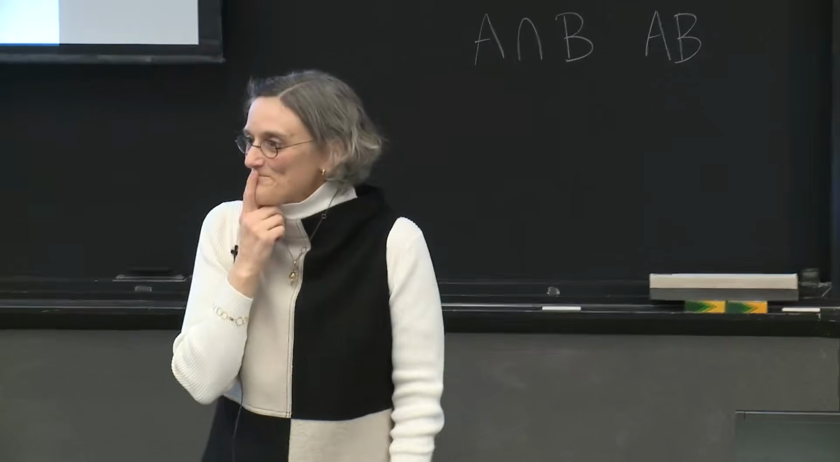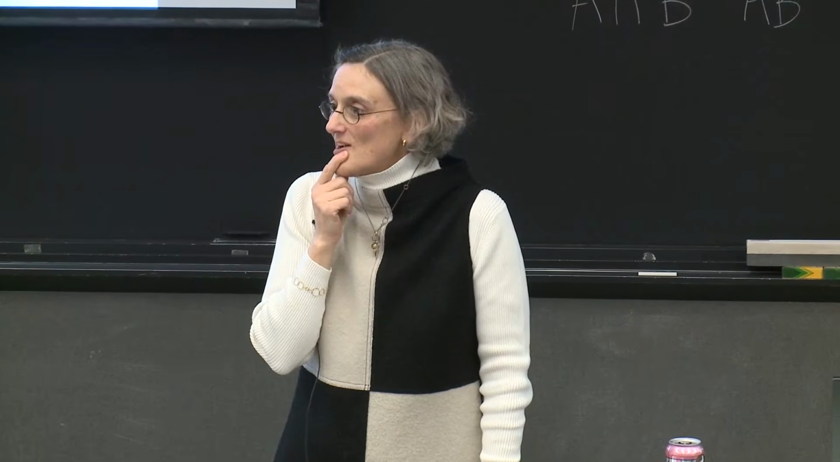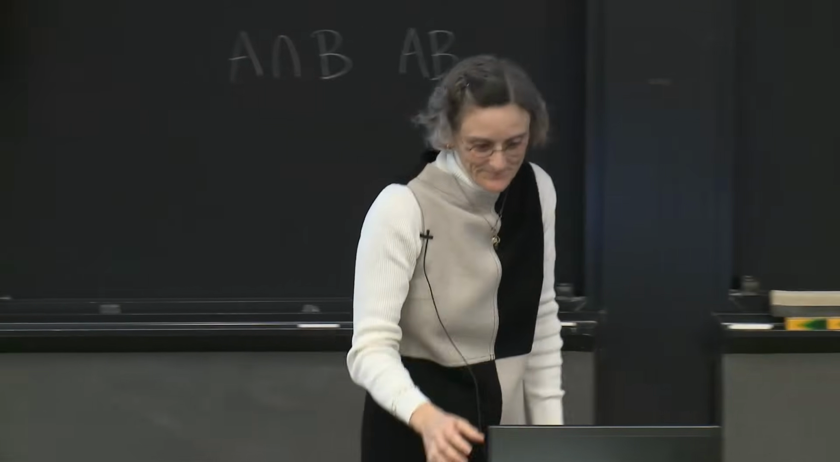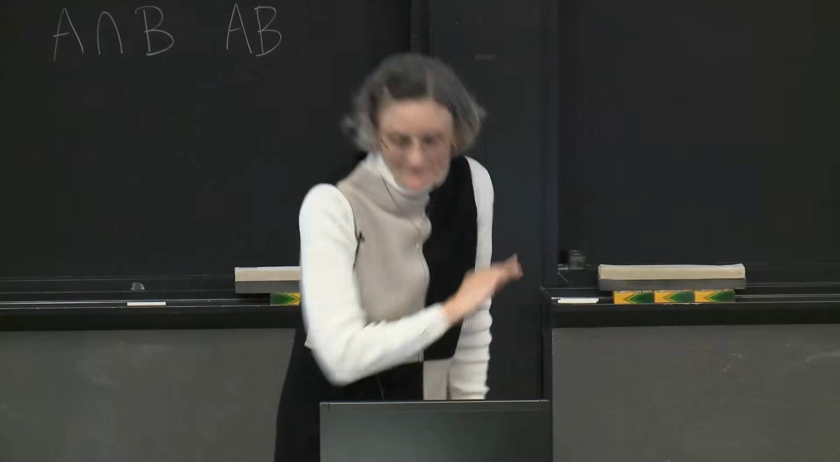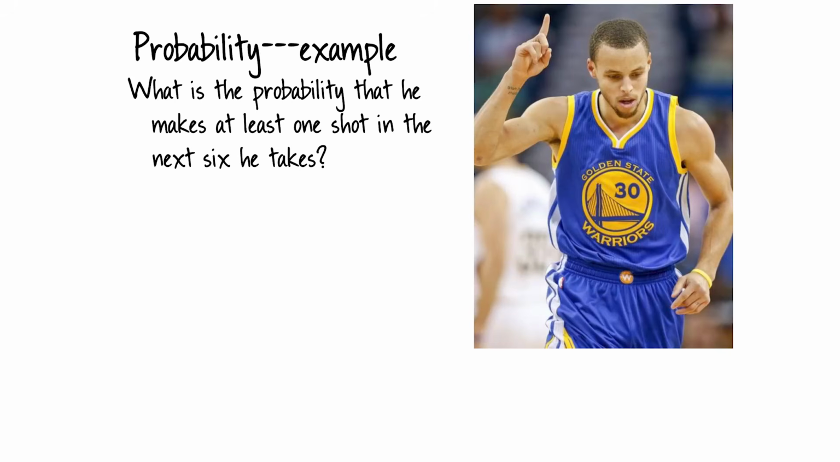Yep. If there were more than 2 options or 2 outcomes, that framework would work, right? It gets more complicated. Yes, that's right. Okay, final question. What is the probability that he makes at least 1 shot in the next 6 that he takes? 1 minus the probability that he misses all of them. Yes, 1 minus the probability that he misses all of them.